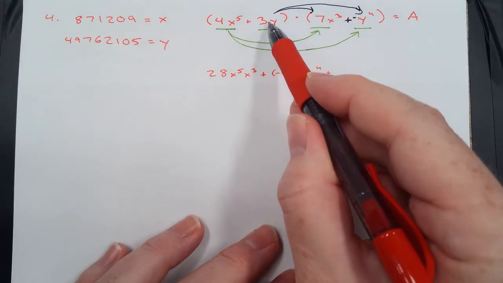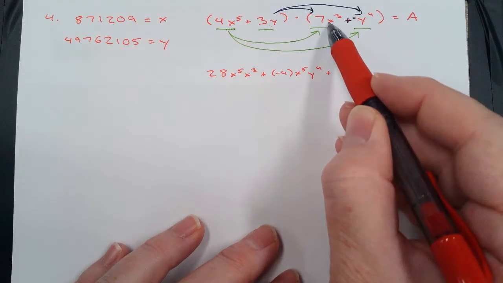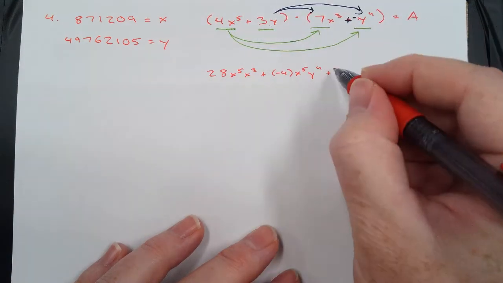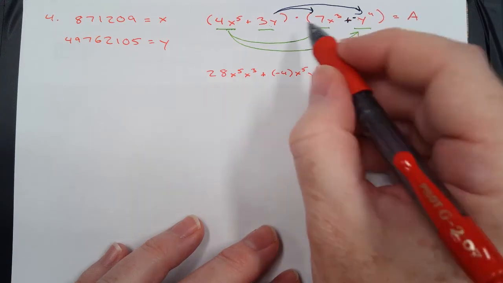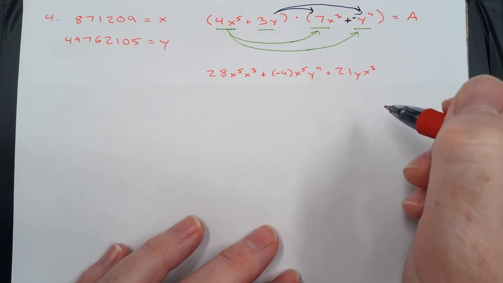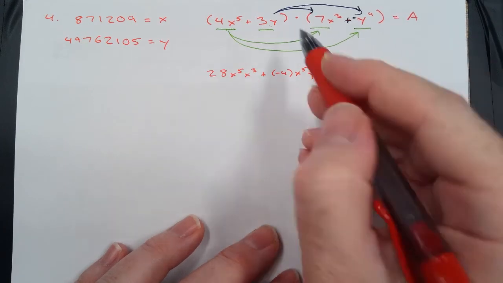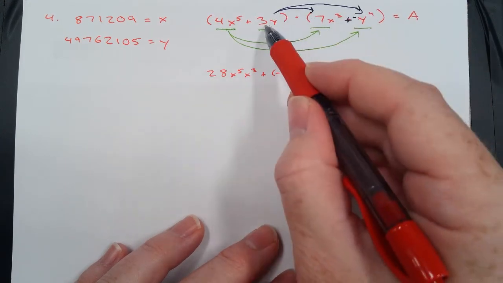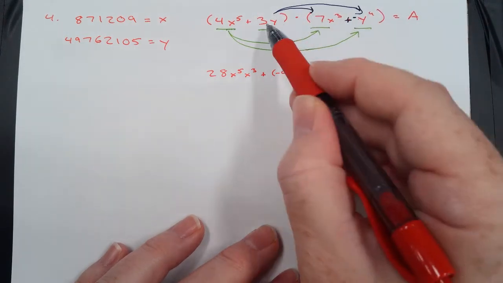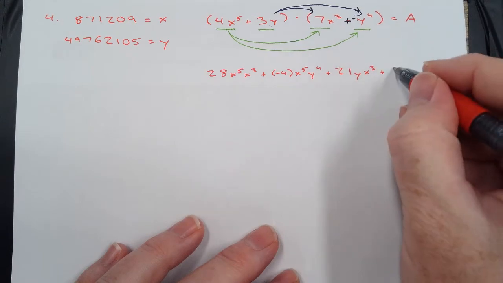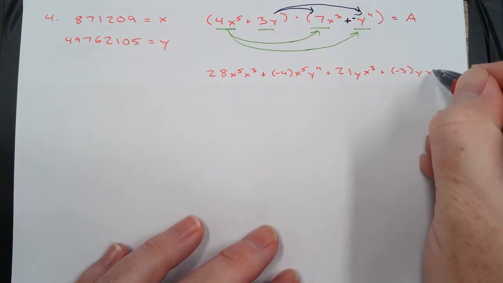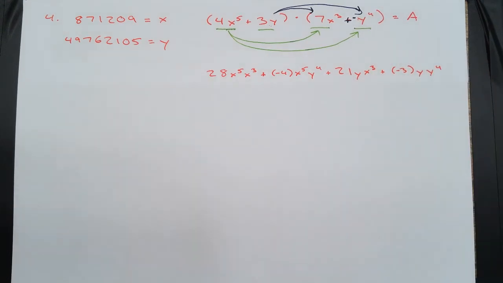Plus, now I'm ready for the 3y. The 3y goes to the 7x cubed. Follow this arrow now. 3 times 7 is 21. And we have a y, and we have x cubed. And then we have the last dark blue arrow. The 3y goes to the negative y to the 4th. 3 times negative is negative 3. And we have y and y to the 4th.